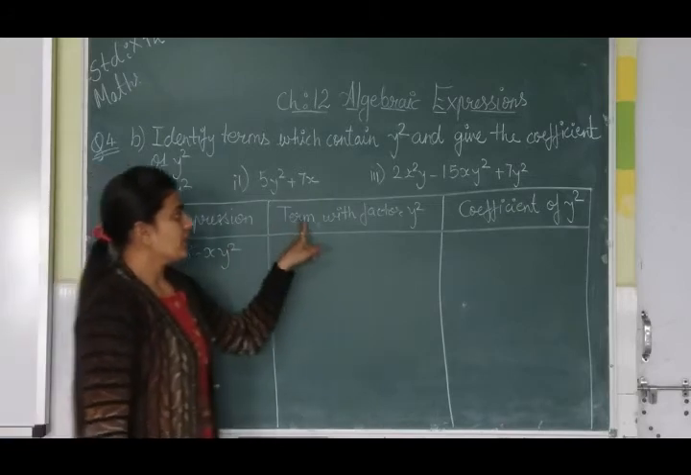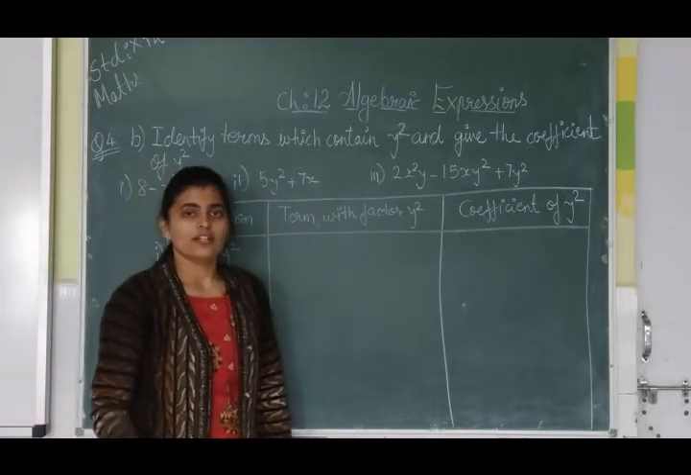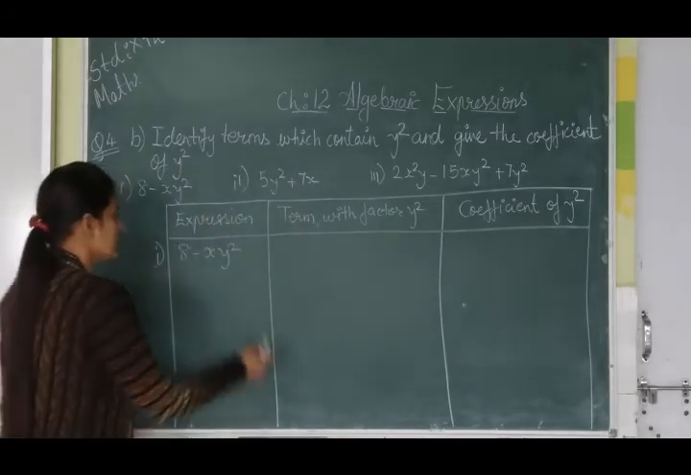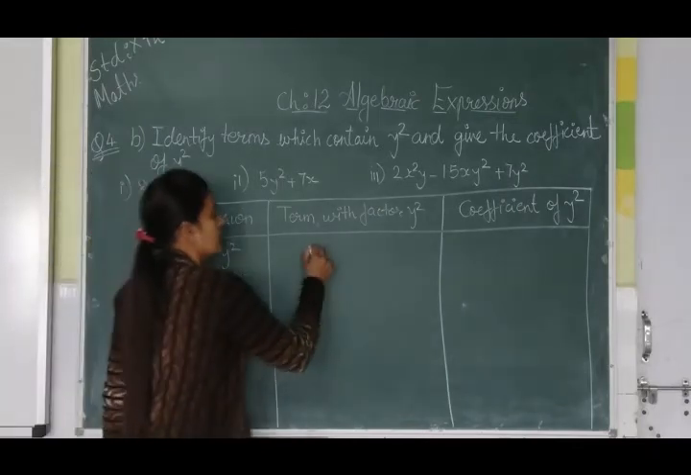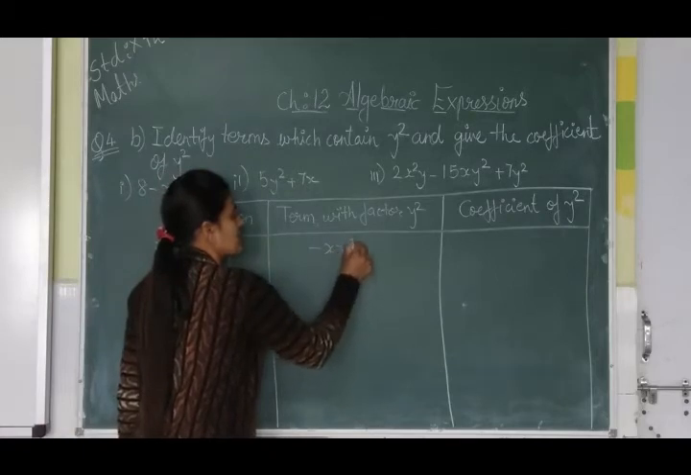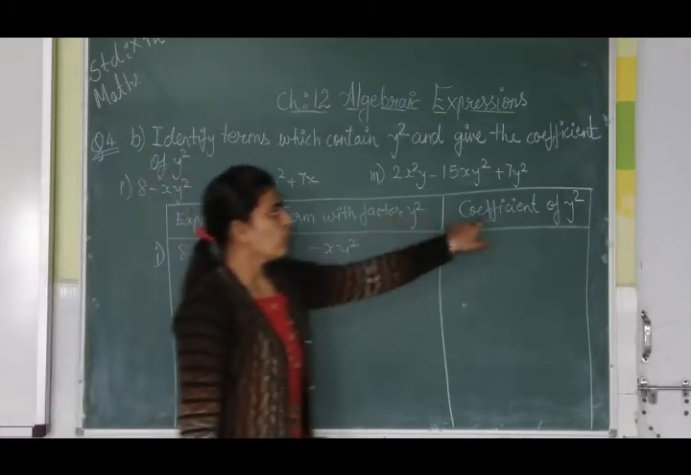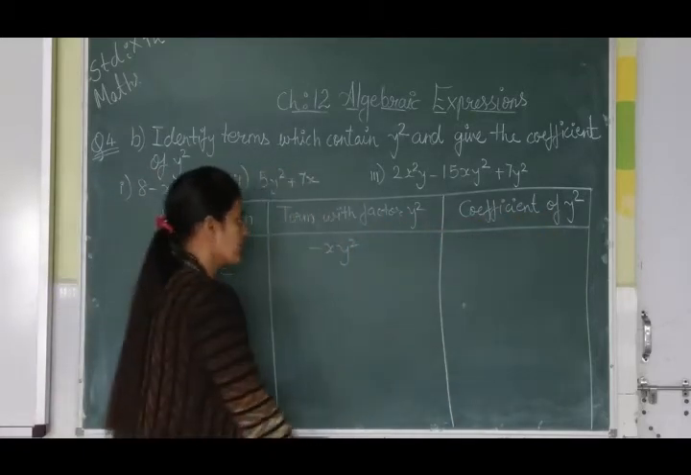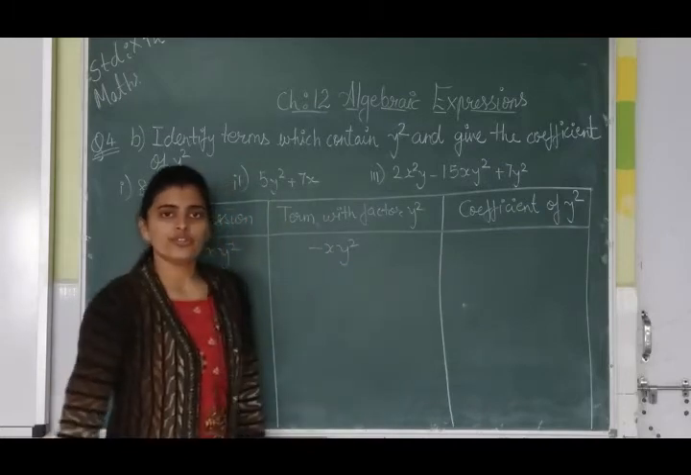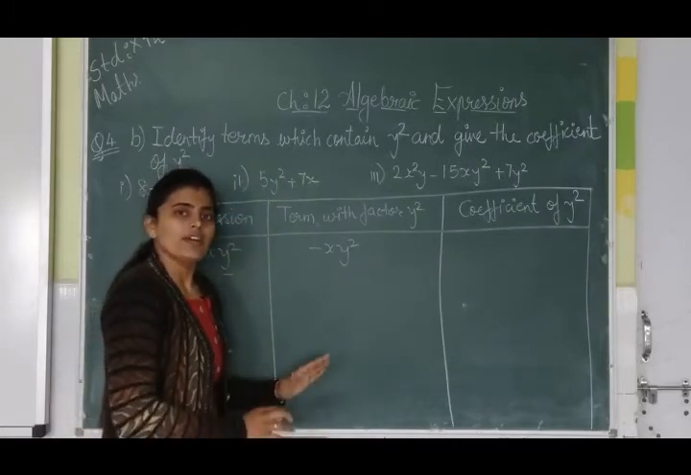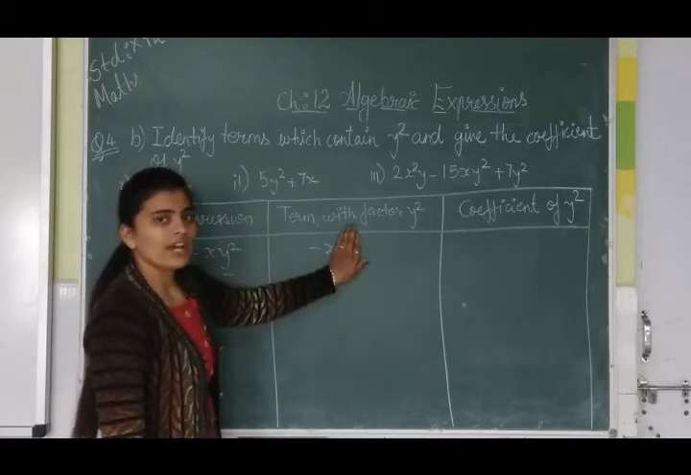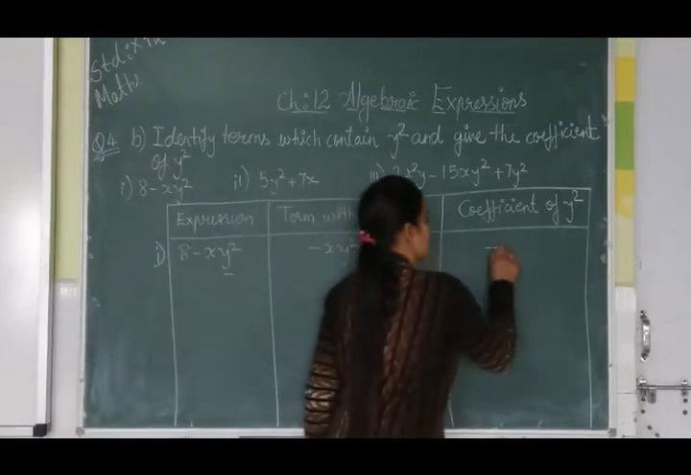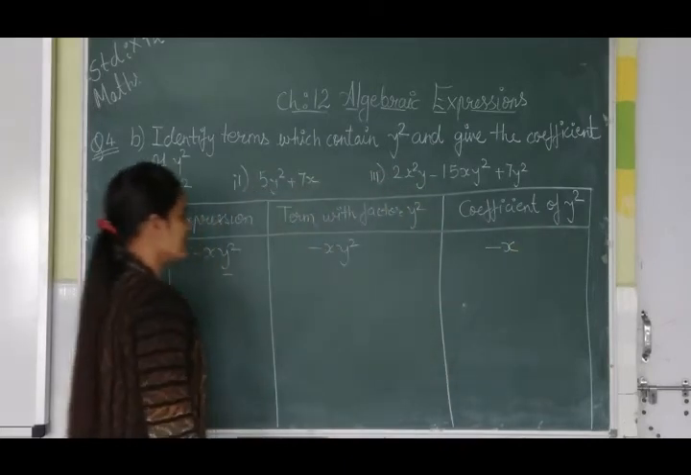Here we need only the term with factor y square. Here you can see y square over here, so this term we will write down. It will be minus x y square. Now the coefficient of y square: other than y square, only minus x you can see. So here the coefficient will be minus x.